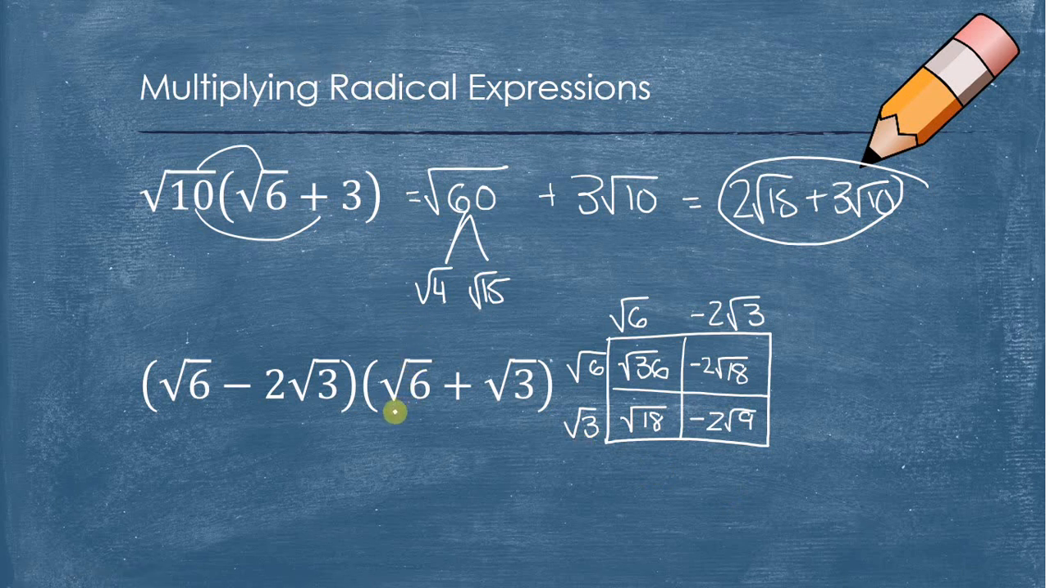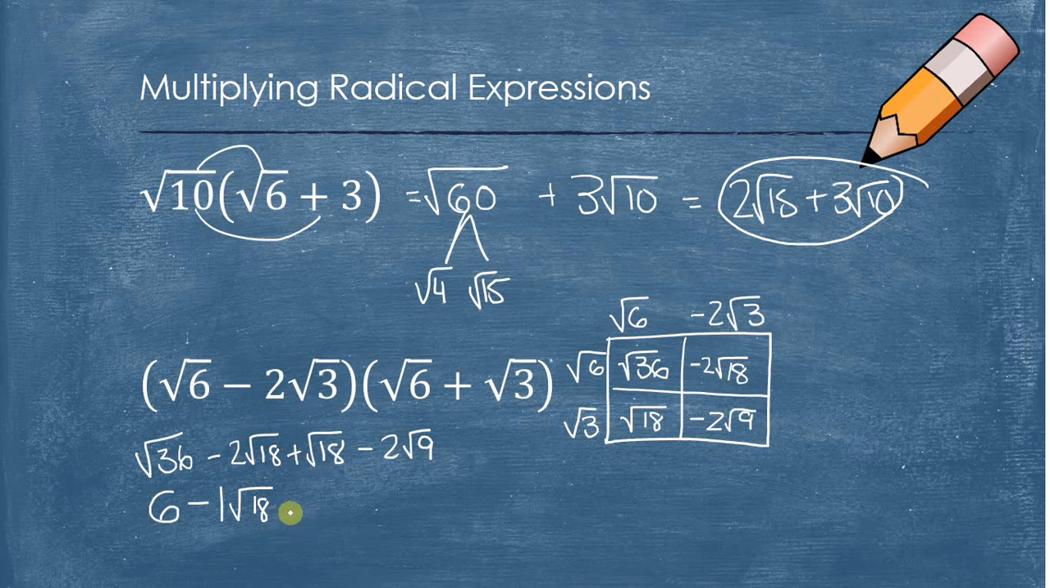So then I am going to write that out. I got square root of 36 minus 2 square roots of 18 plus square root of 18 minus 2 square roots of 9. Square root of 36, we know that to be 6, right? Combine these two: I have negative 1 square root of 18, right? And negative 2 plus a positive. Square root of 9, that's 3. So I have negative 2 times 3, that is negative 6. Oh, look, the 6's cancel. I am left with negative 1 square root of 18.